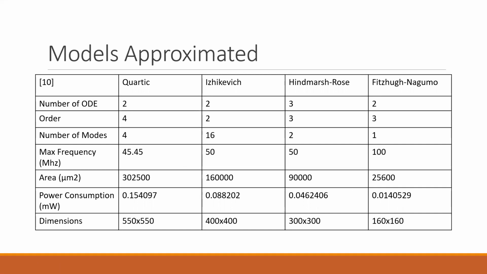So the FitzHugh-Nagumo model, once we performed these approximations, went down by 84% in size. So it went down to 25,600 micrometers in size, and its power consumption went down 86%, making it the most efficient in terms of power consumption. However, this did not really help with its deviation from the Hodgkin-Huxley model. So if you want accuracy, you would go with Hindmarsh-Rose. If you want something that saves a lot of power, you would go with the FitzHugh-Nagumo model here.